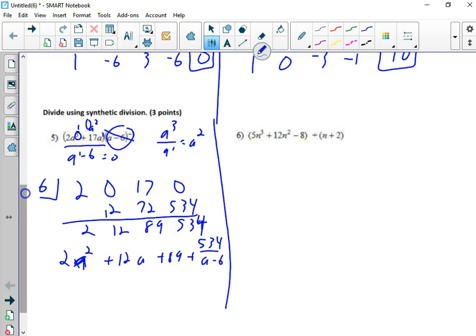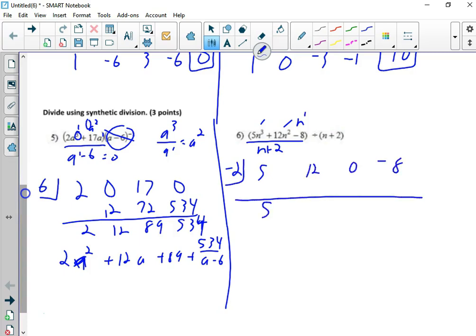Okay, number 6. Same thing as this. So that means negative 2 goes in the box. I have 3, I have 2, I do not have a 1, so I'm going to put 0 there. So 5, 12, 0, negative 8. Drop it down, multiply, add, multiply, add, multiply. I have no remainder. Okay? So I start off with 3, so I'm going to have n squared plus 2n minus 4, and that's it.